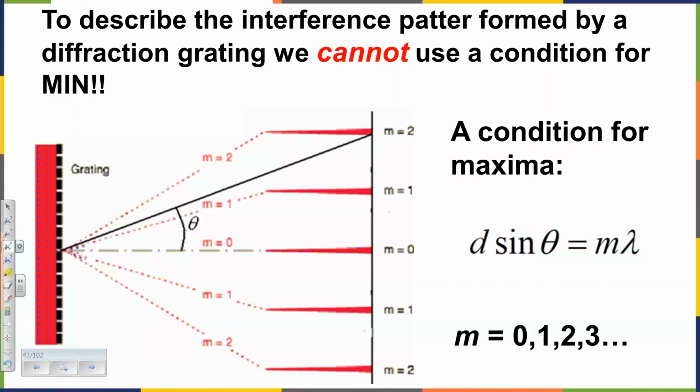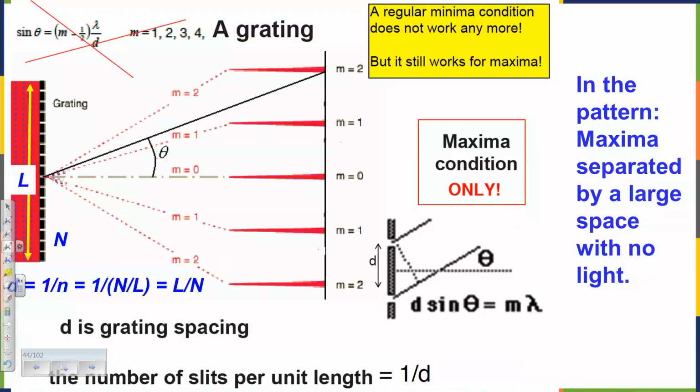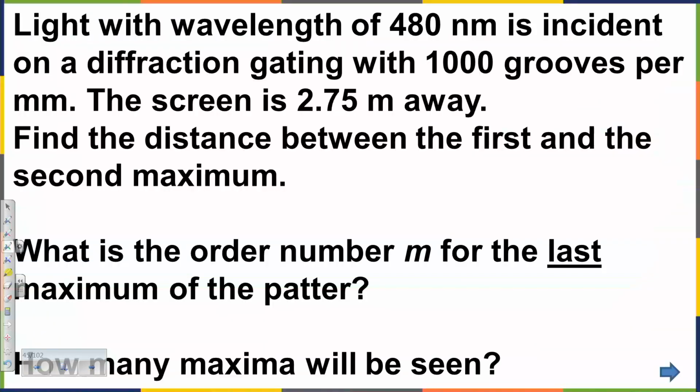The equation for each maximum for diffraction grating is the same as the equation for each maximum for a double slit situation. But there is only one equation we can use for a grating for maxima, because minima don't exist. Again, the space with no light is so vast we cannot pinpoint a special location for that. Well, what do we do now? Of course, solve the problem.